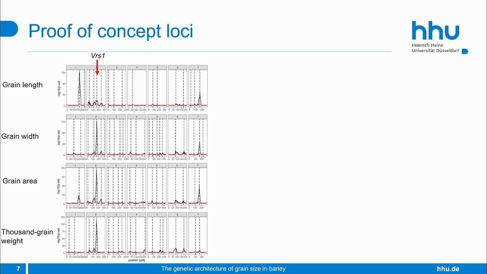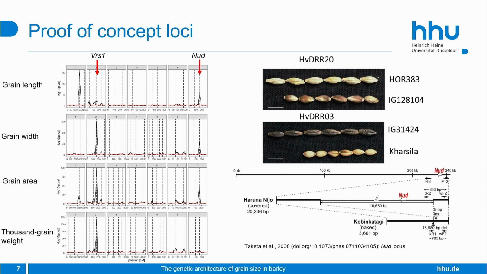We also found some proof of concept loci because the population involved the cross between 2-row and 6-row barley, and this particular phenotype might have a confounding effect on the grain size. And we saw a strong signal at the VRS1 locus on chromosome 2, and similarly, we also saw a strong signal at the NUD locus, which was also described in the previous presentations.